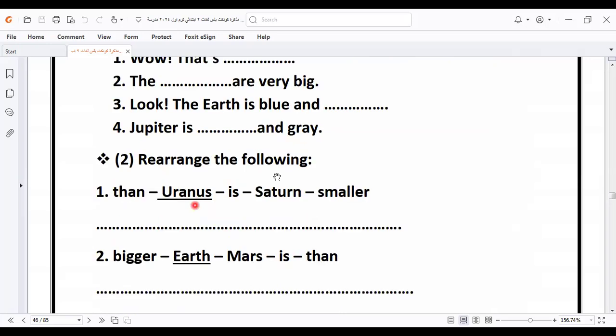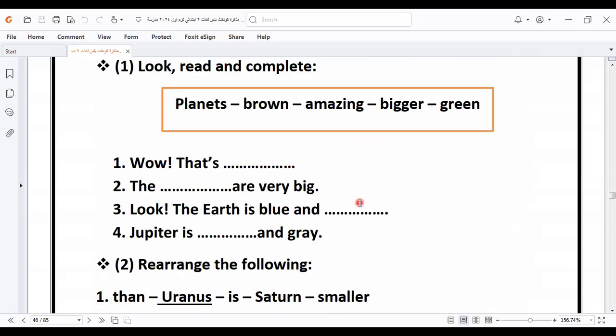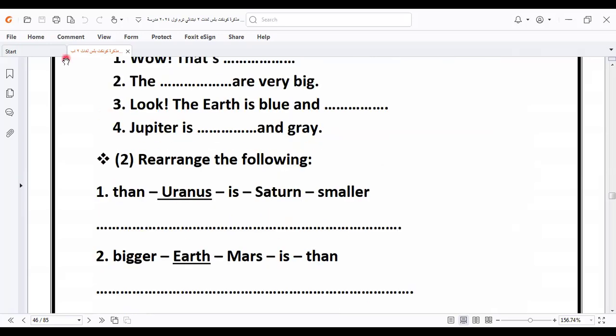Let's go to the green. The Earth is green, why? Because we have cultivated lands. We have blue and green because blue expresses the sea on the Earth, but green expresses cultivated land. Here we have brown and gray. Let's answer the question on the next picture.